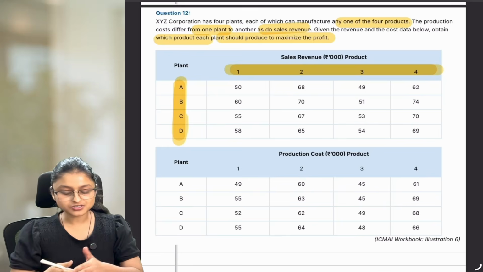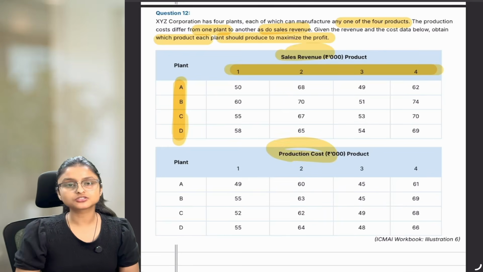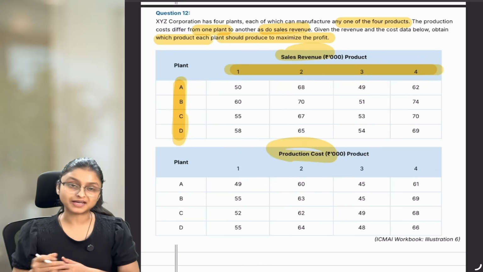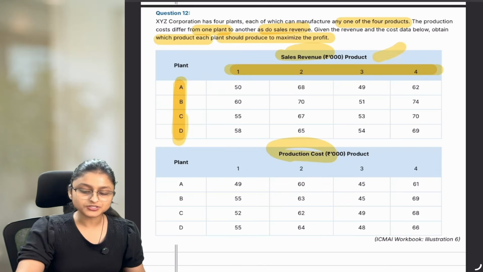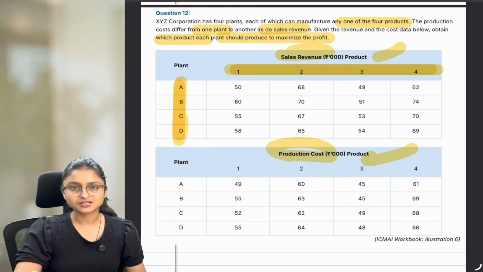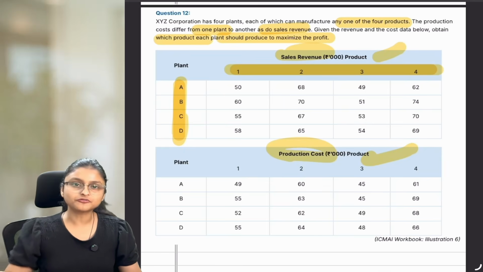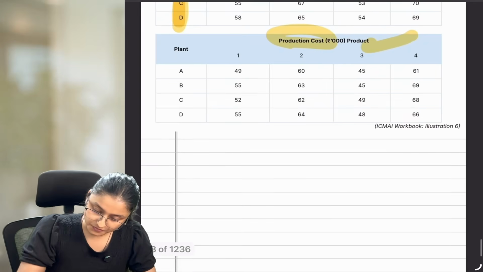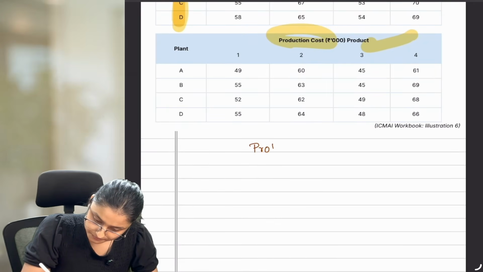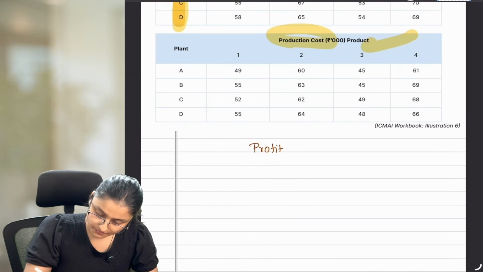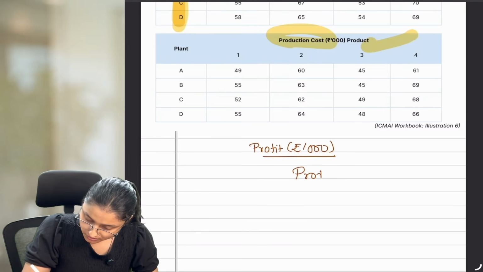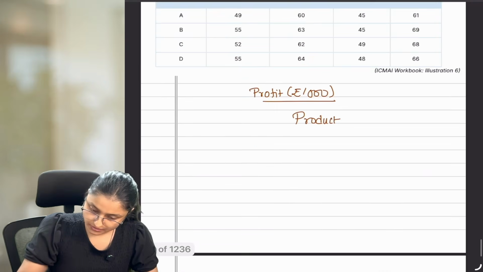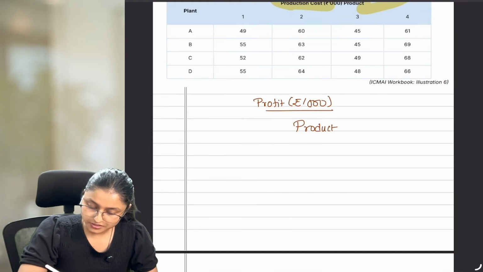But if you notice, the question is providing us sales revenue and production cost, but not the profit which is to be maximized. So what to do? If you already know sales revenue and production cost, you can subtract one from the other to get your profit matrix. Okay? So profit in thousands. Here we have product. Let's make the table. This is a 4 by 4 matrix.